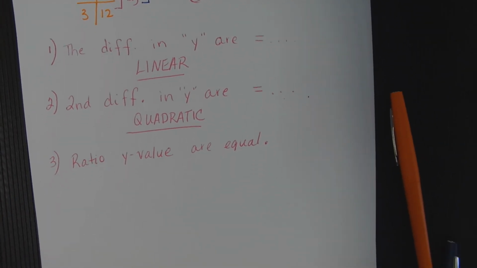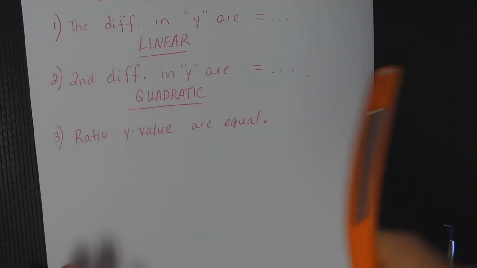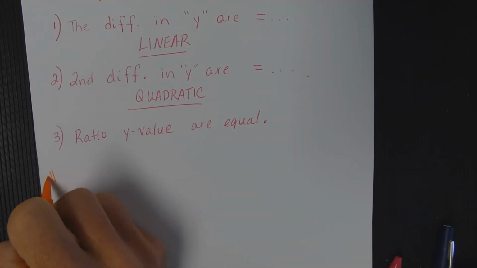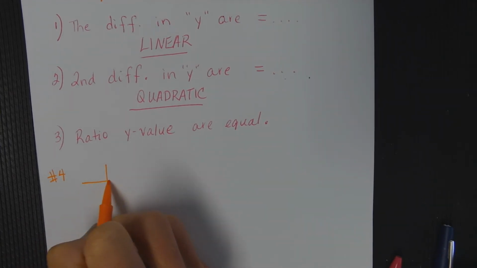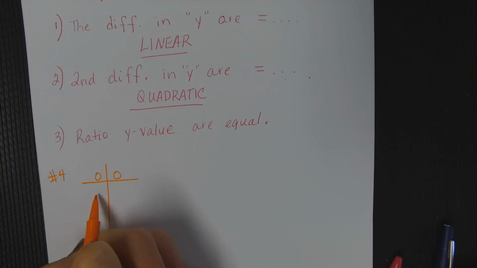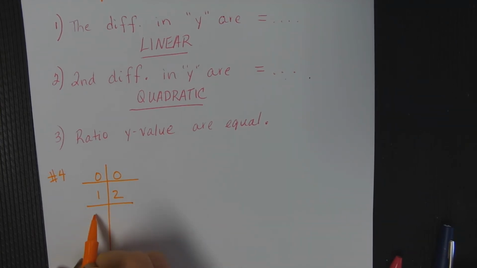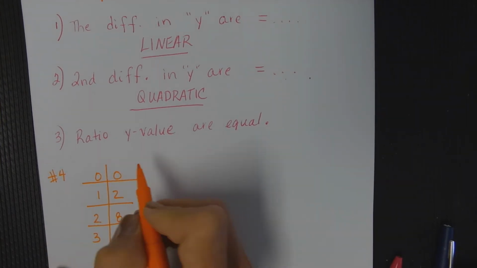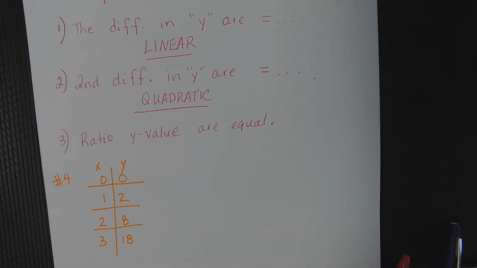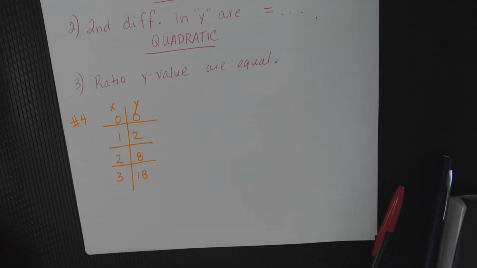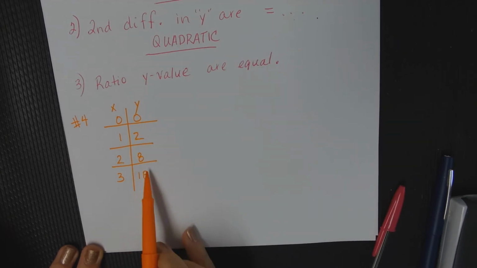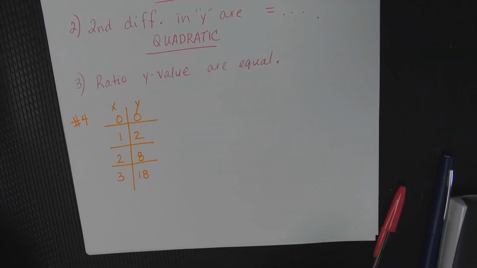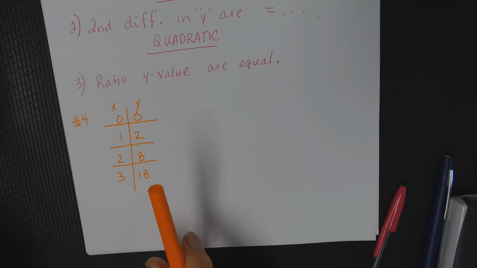So what I want you to do now is look at number 4. Look at the table. So we have 0, 0, 1, 2, 2, 8, 3, 18. And this is the x and the y. Did we do anything with the x's, guys? Nope. Look at these y's, and I want you to tell me what kind of graph we have. Do that now.